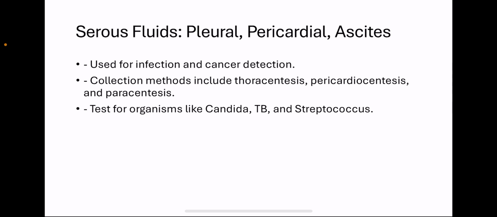Different types of serous fluids, so ascites, pleural, pericardial. These body cavity fluids are analyzed for infection or malignancy using molecular methods. Collection is done via paracentesis or thoracentesis or pericardiocentesis, depending on what type of fluid they're getting. Pathogens such as Candida, Cryptococcus species, tuberculosis, and Streptococcus can be identified through molecular panels.